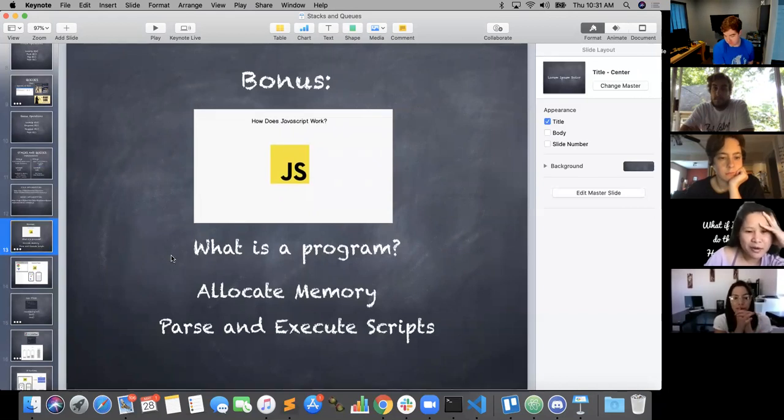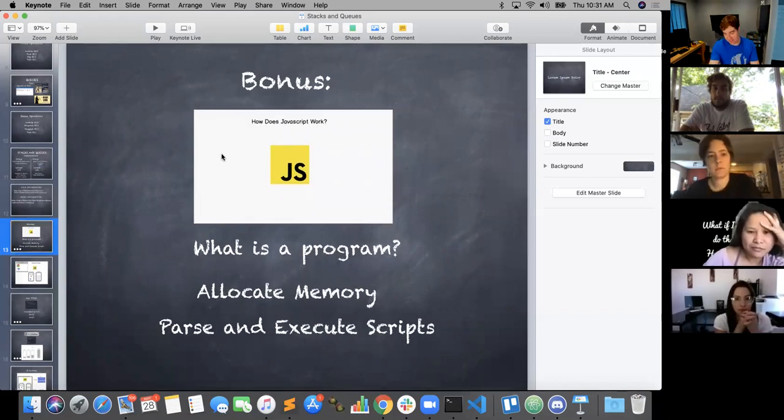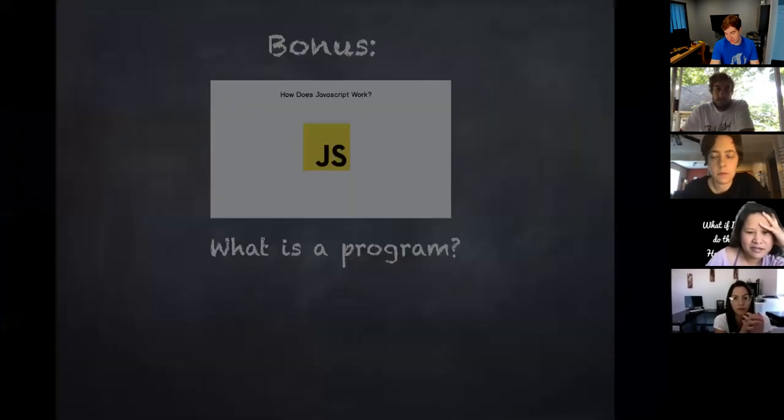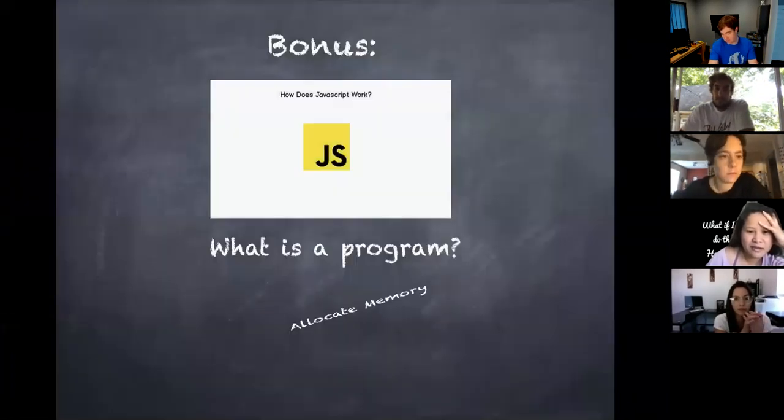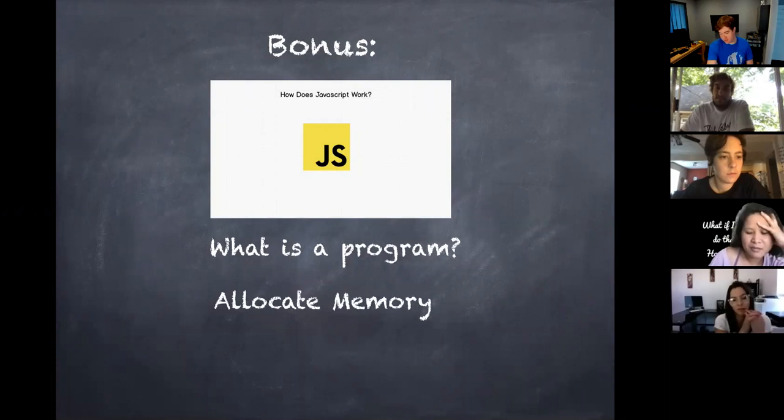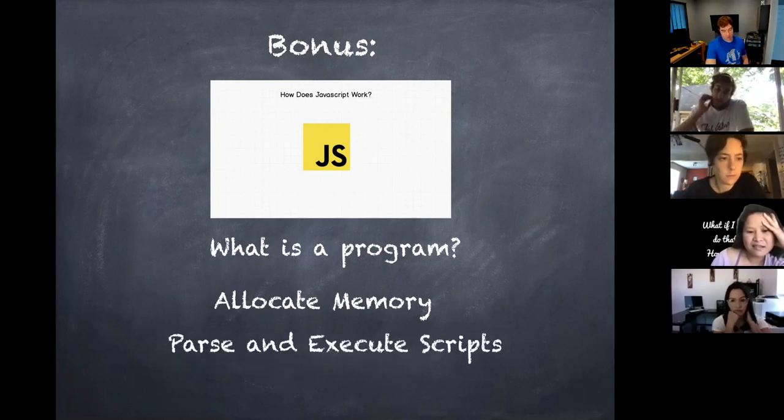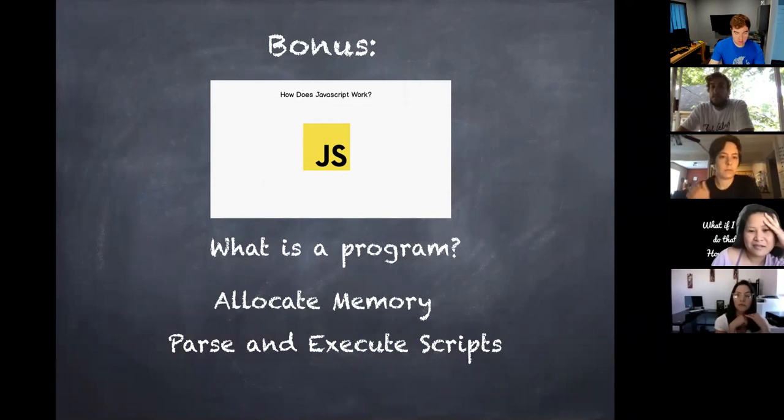So what is a program? A program basically does two things. It allocates memory, and that's when we do const A equals 1, const B equals 2, const C equals 3. That's how it allocates memory for us. And the second thing is that it parses and executes the scripts. So like the function, it executes it.